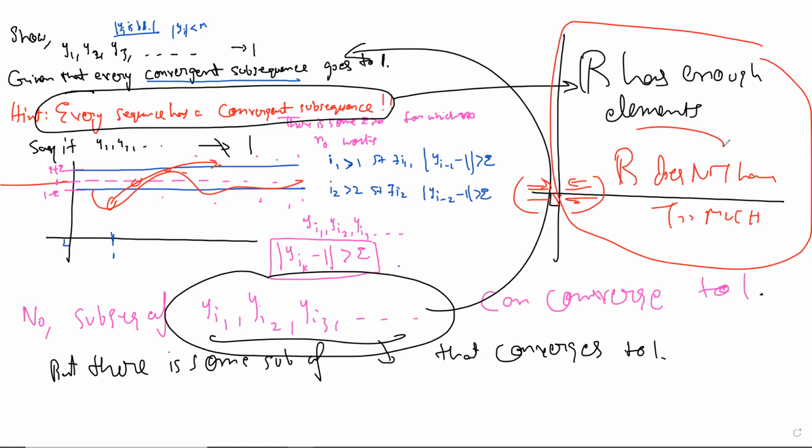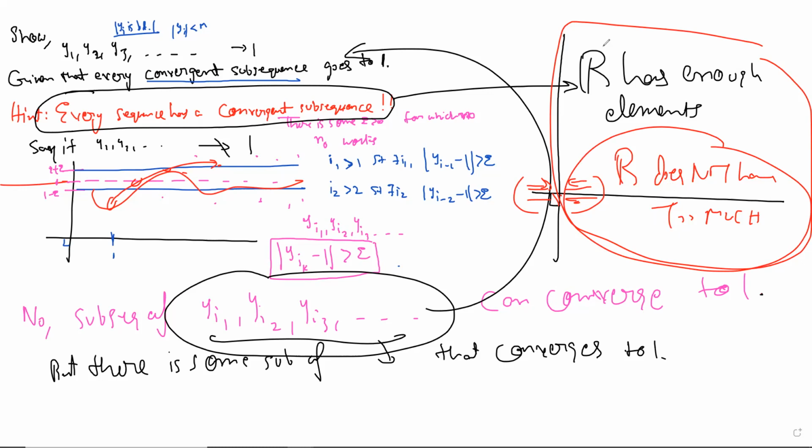This is basically saying that the rationals are dense in the reals. If you go to the proof of why all subsequences converging implies the sequence converging, or those kinds of statements, you will be using the fact that basically Q is dense in R.